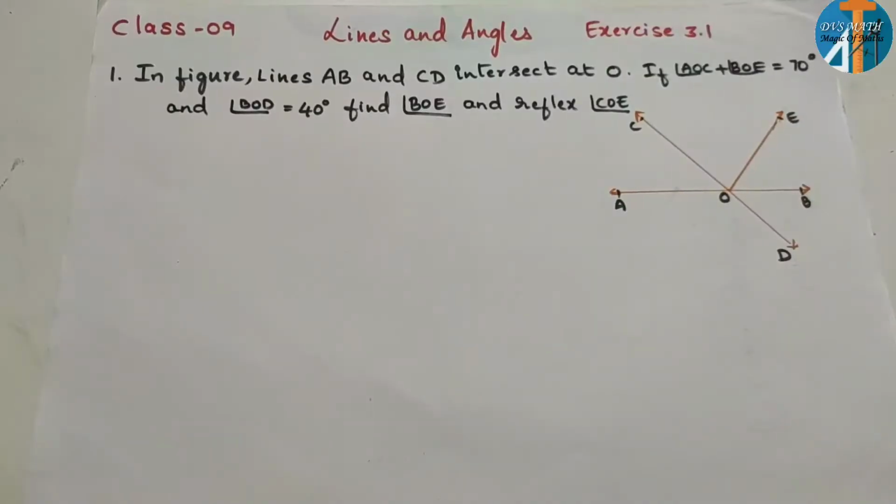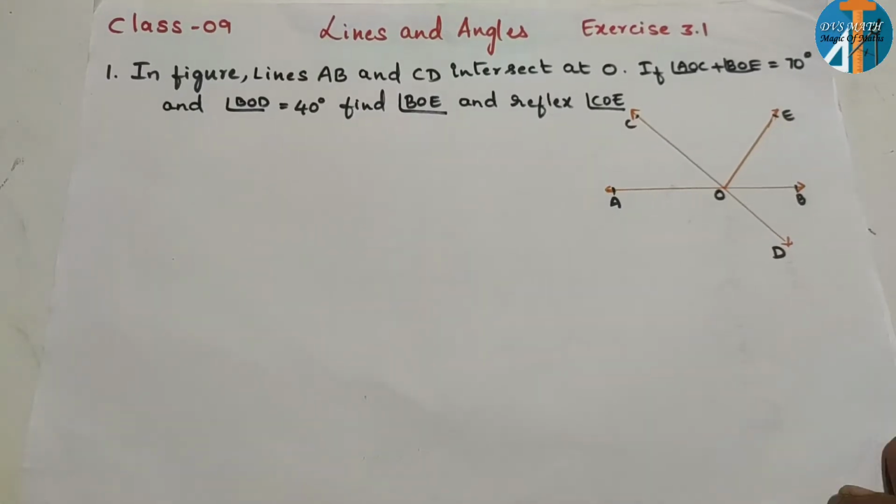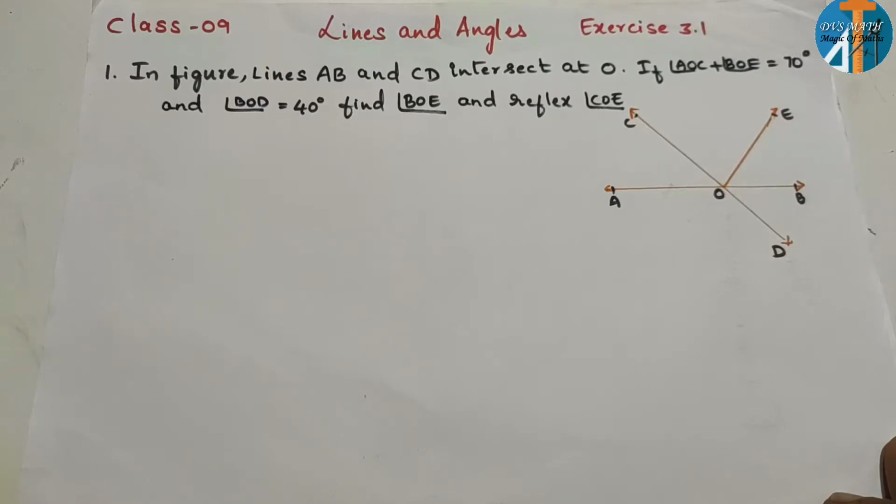So continuing class 9th lines and angles exercise 3.1. In my previous session we discussed some basic concepts related to angles depending upon their degrees, and adjacent angles, vertically opposite angles, linear pair, supplementary angles and complementary angles. Now related to those concepts we are solving exercise 3.1. In exercise 3.1 we have 6 questions. So let us discuss one by one.